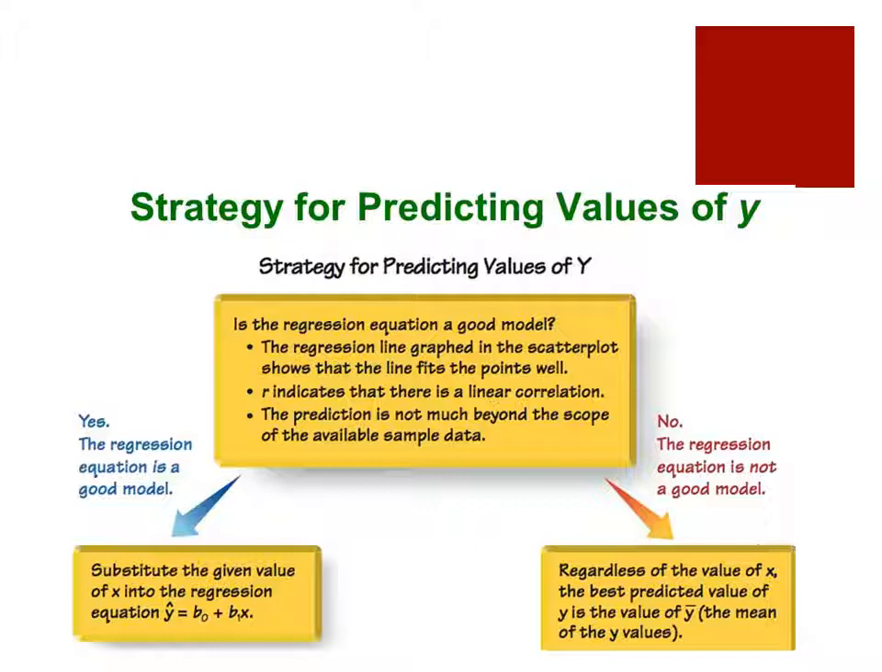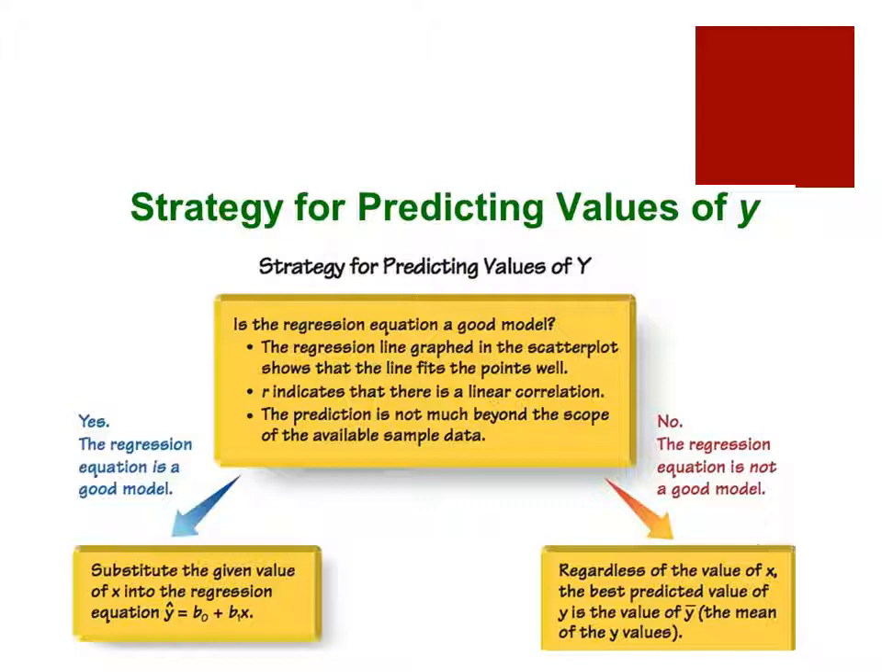So we want to keep pretty close to our available sample data. If we're looking at this and we meet these criteria, then we can say, yes, the regression equation is a good model. In that case, we're going to use the formula that we can see at the bottom left-hand side. It's the y-hat formula, for predicting a particular value of y given a value of x using a regression equation. It's our y-hat.